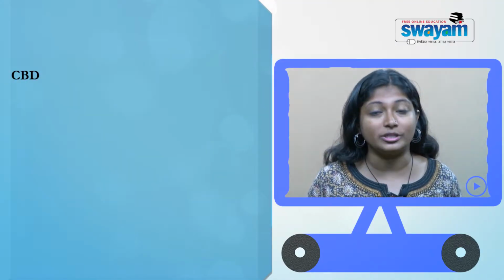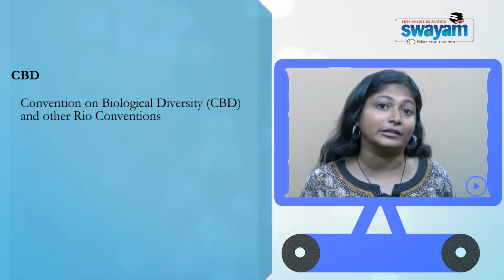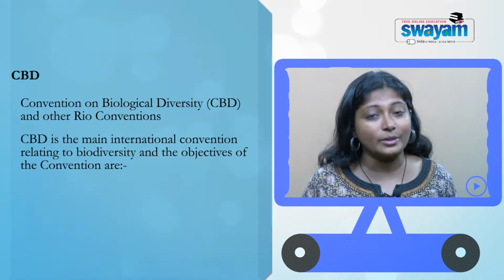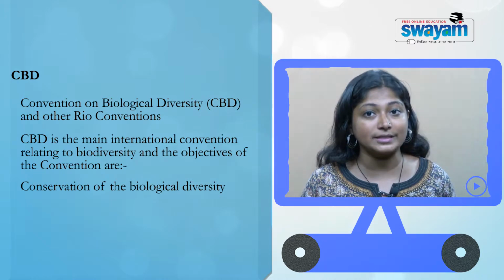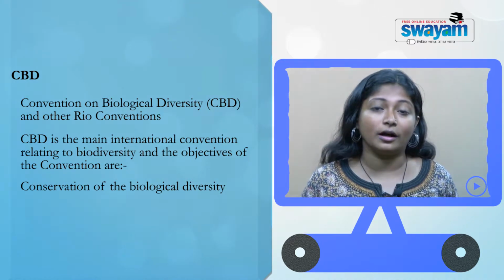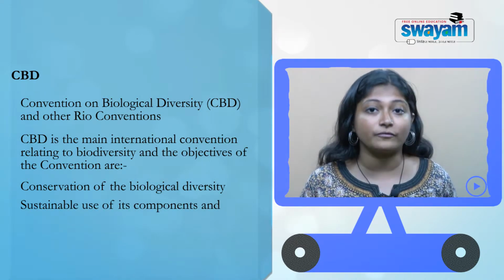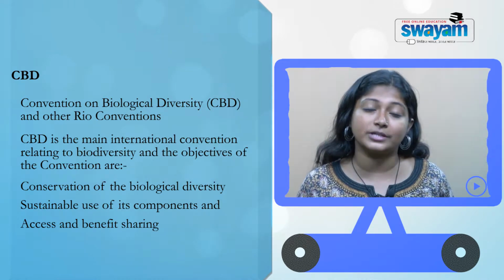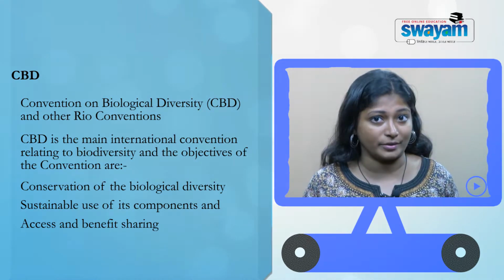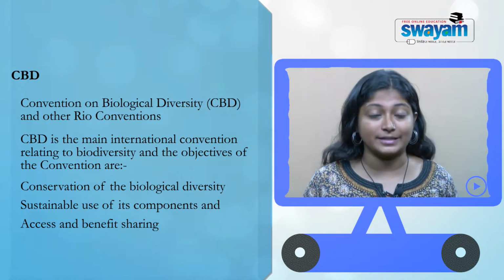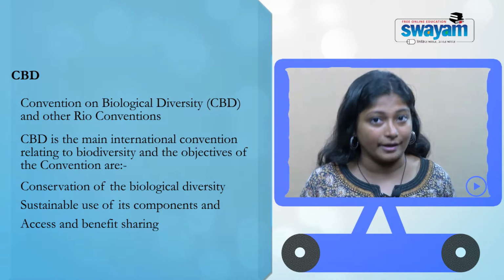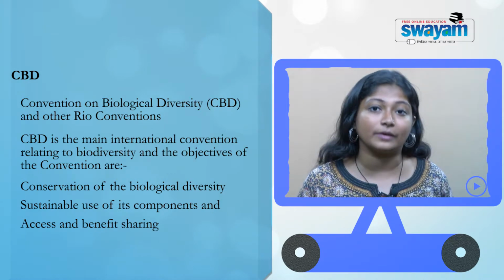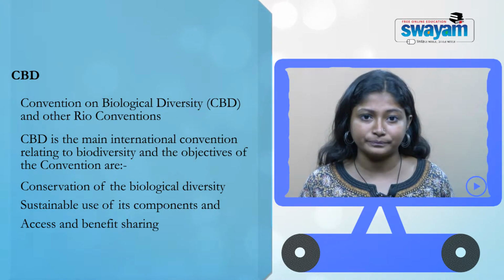So in 1992, the nation states gathered together in Rio and passed this Convention on Biodiversity so as to ensure conservation of biodiversity, sustainable use of its components, and another thing, which is fair and equitable sharing of benefits from the utilization of bioresources. This third aspect, access and benefit sharing, we will be discussing in another module. But in this module, we will be covering conservation of biodiversity and sustainable use of biodiversity.